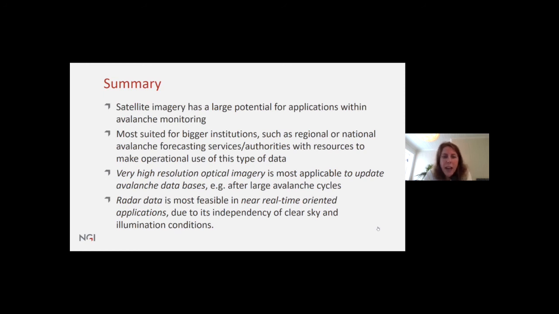I showed you that very high resolution optical imagery is most applicable to update avalanche databases after large avalanche cycles. So once the good weather has set on again and you're able to actually capture good optical imagery. Whereas the radar data is most feasible in near real-time or real-time oriented applications because it's independent of clear sky and illumination conditions. And therefore you can use it very close up to avalanche cycles and almost continuously within your avalanche forecasting framework.